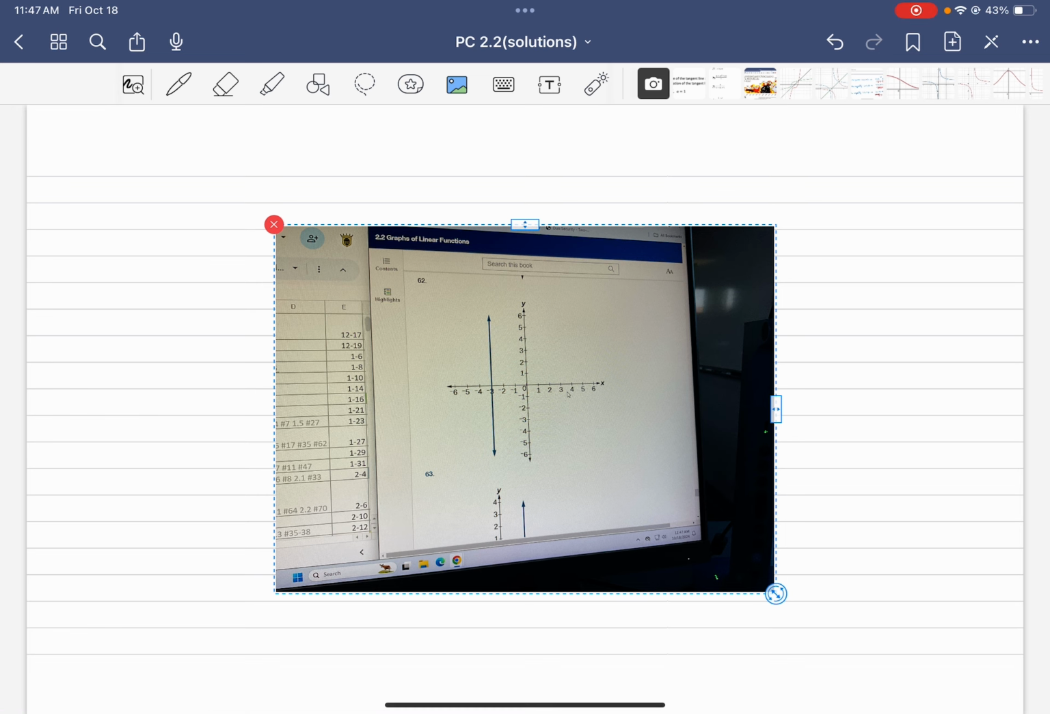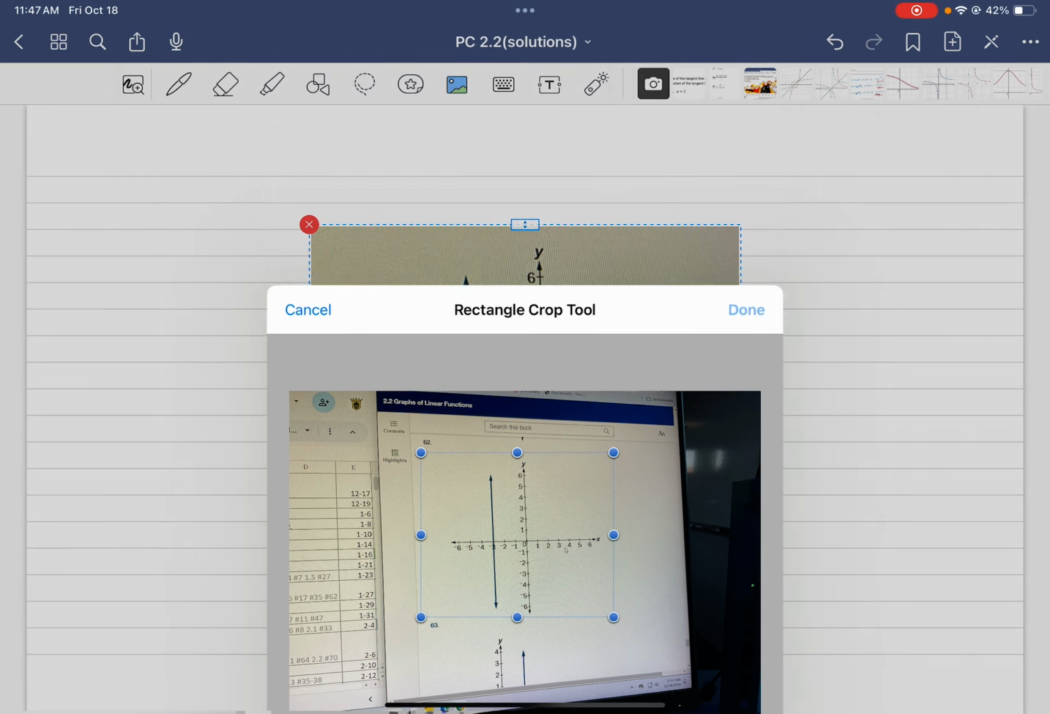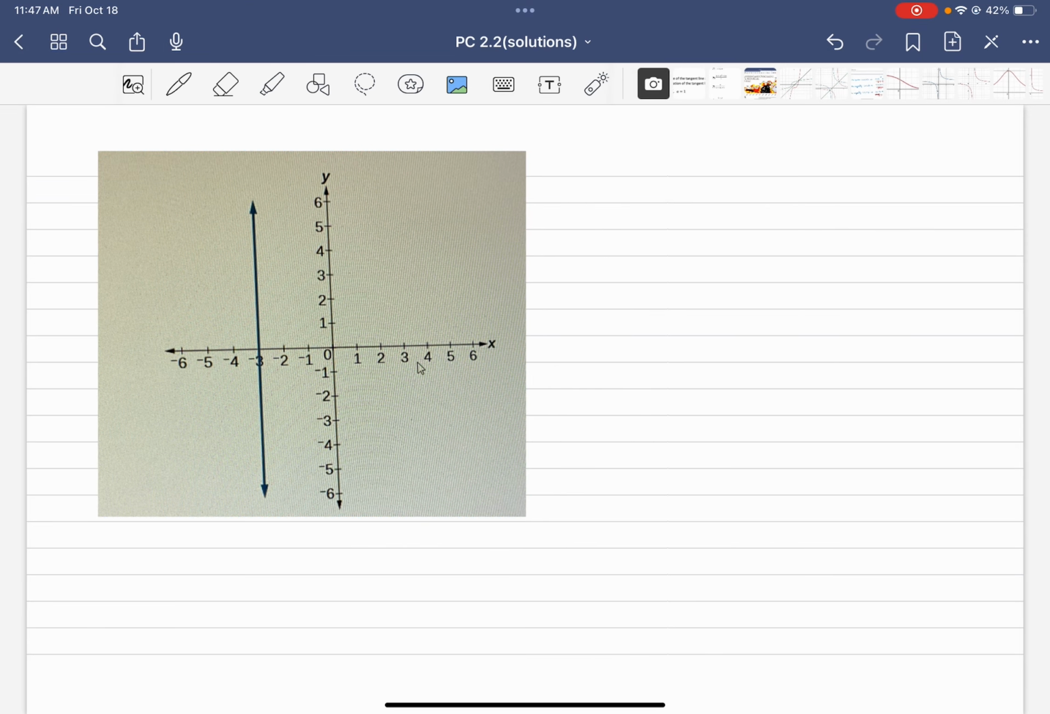Use photo. And then I'm going to crop. I can go over here. So it should look like this. Well, notice for that line, what do they all have in common? Well, the x is equal to negative 3. So that would be 63. Again, 63 would be x is equal to negative 3.